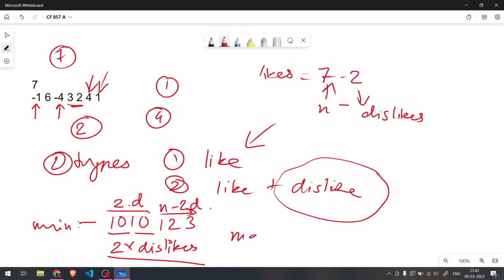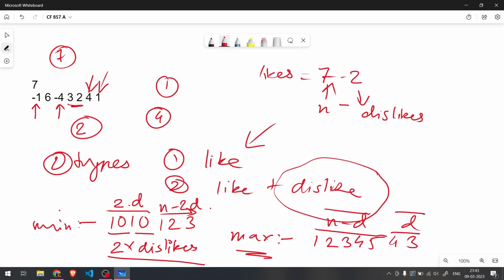And for max, what do we do? First we take all the likes. So like 1 2 3 4 5, and then for the number of dislikes, we decrease those. So 4 and 3. So this is d and this is n minus d. So there are only two cases. One is the max, for which the first n minus d elements increase and then d decrease. And for min, 2d are in the format of 1 0 1 0 and n minus 2d are increasing.